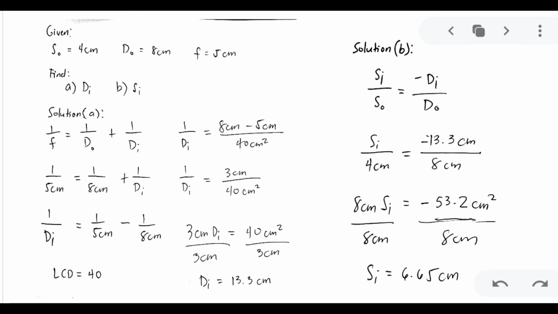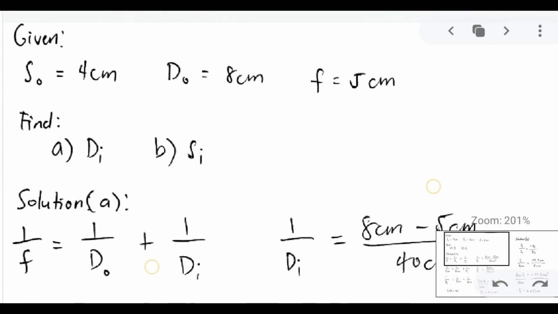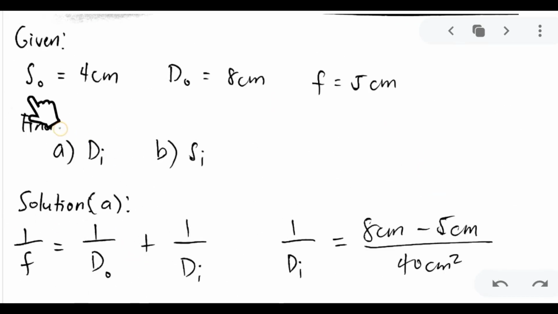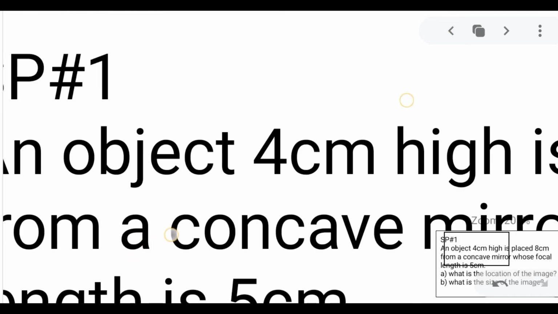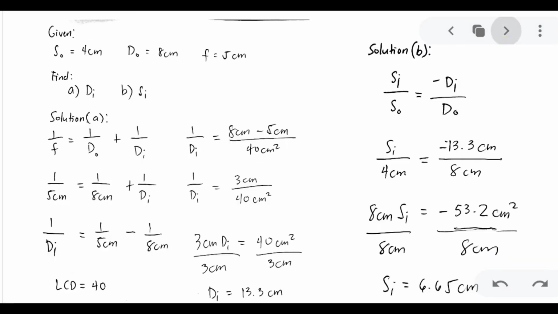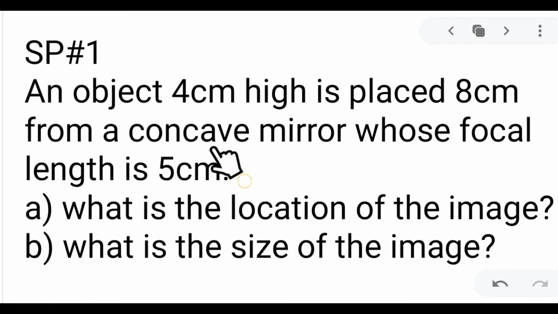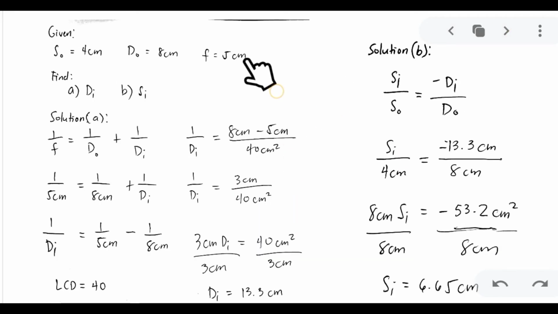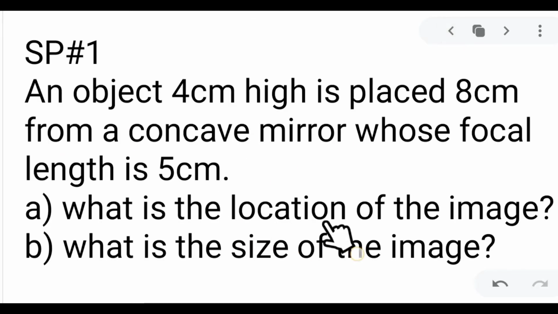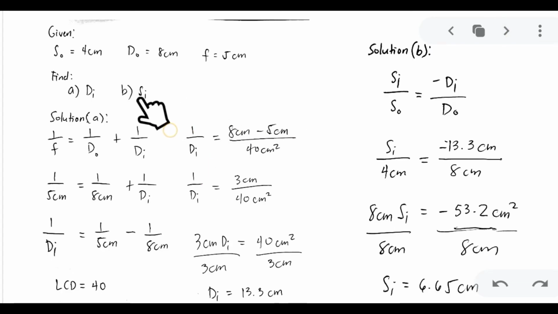So you have the following given values from the problem. You have the size of the object at 4 centimeters, the distance of the object at 8 cm based on the placement in the concave mirror, and the focal length is 5 cm. Then you're asked to find the distance of the image, the location of the image, and then the size of the image, which is S sub I.